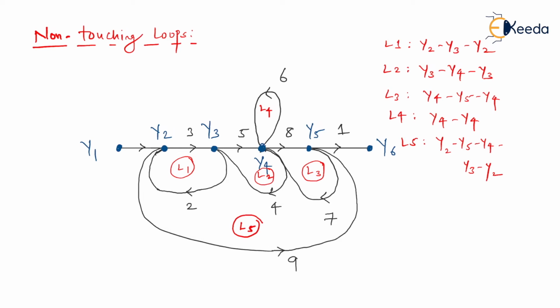If you remember, we started from y2. Then we reach y5. From y5 we get back to y4. From y4 we get back to y3. And from y3 we get back to y2. Such a loop we have seen last, that is loop number 5.